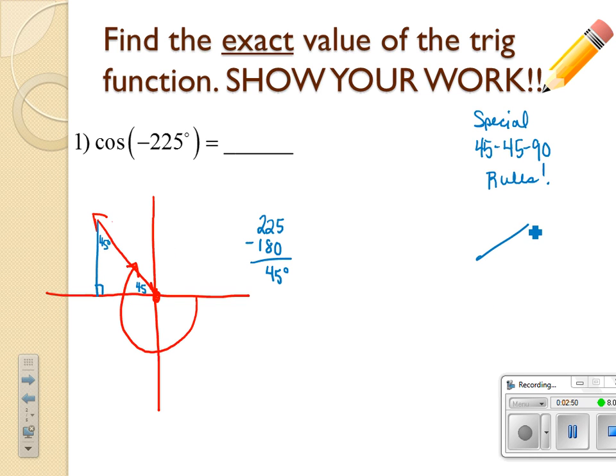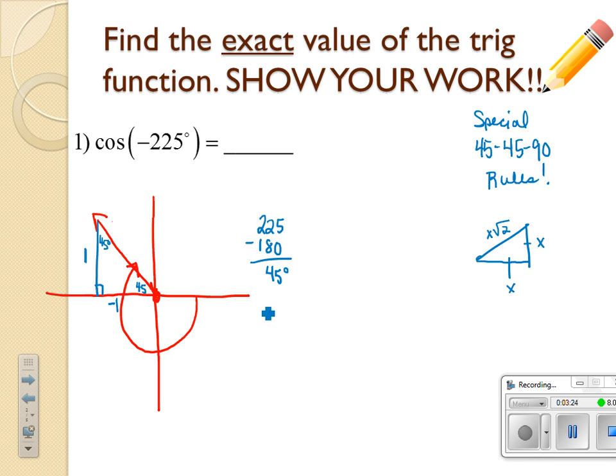So my 45, 45, 90 rules say these are the same, whatever these are. So if this is x, this is x, this is x square root of 2. But we have to be a little bit careful here because we have a second quadrant happening. We really don't know that this is a 1. It's actually a negative 1 because it's in the second quadrant. So the negatives are really going to matter here. So this is a negative 1 unit. This is a positive 1 unit.